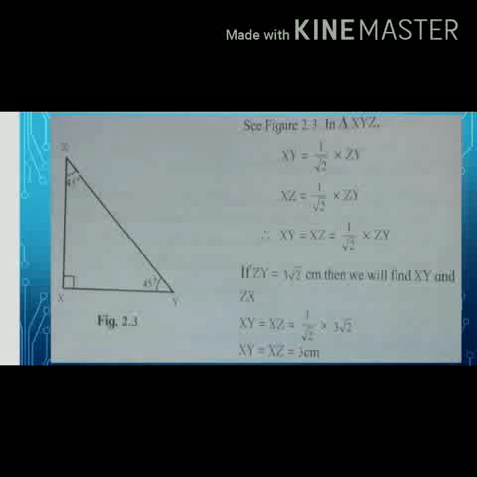Therefore, we can write XY is equal to 1 upon root 2 into hypotenuse. Therefore, XY is equal to 1 upon root 2 into YZ. Similarly, for another side XZ, we can write XZ is equal to 1 upon root 2 into YZ. And therefore, from this we can write XY is equal to XZ is equal to 1 upon root 2 into YZ.